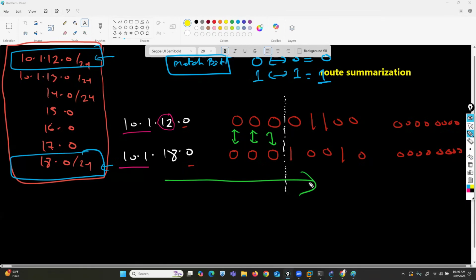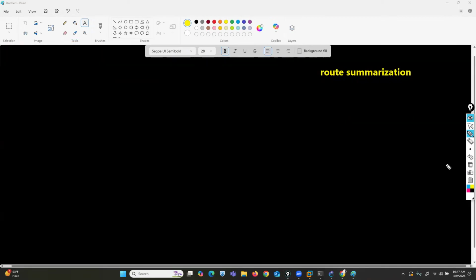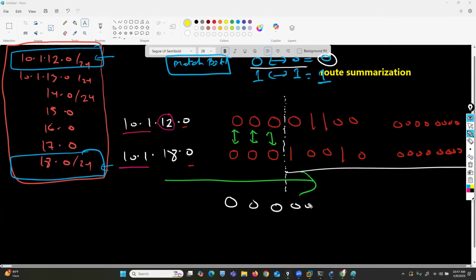When 0 and 0 match, you will get 0. So here I have a 0, then 0, then 0. And here it doesn't match. When bits don't match, you don't care about anything; you can just type 0, 0, 0, 0, 0, and the rest are all 0.